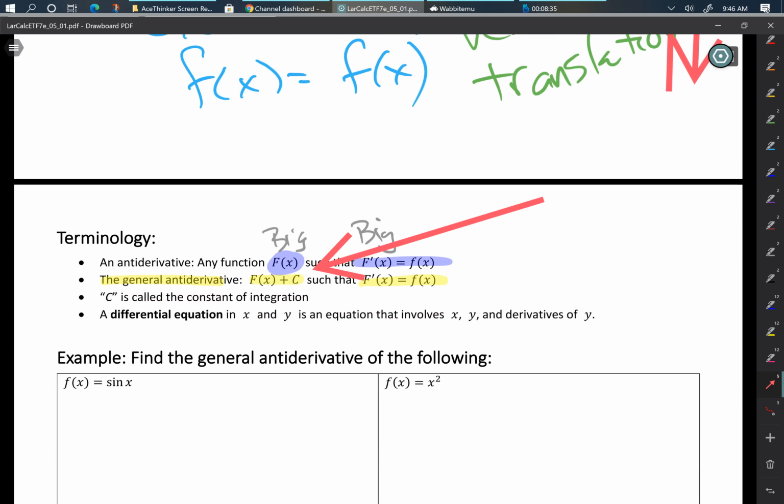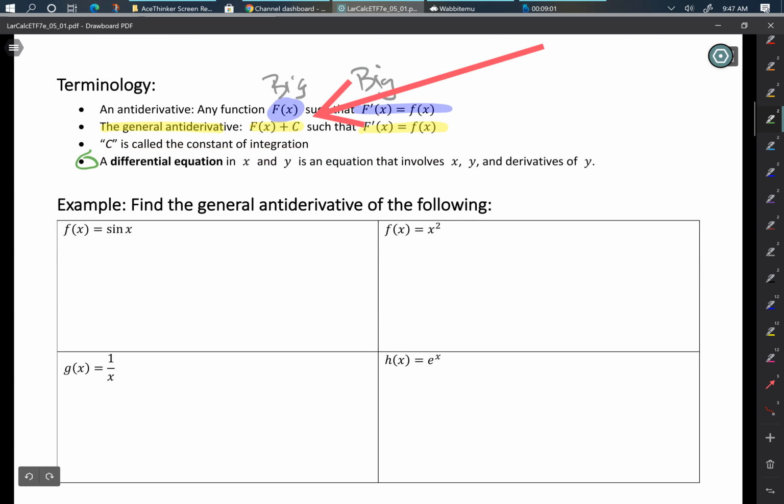Right? So here's the idea. Someone is going to hand you a little f function, and they're going to say, what is the general antiderivative? And so you are going to find a function F of x such that F prime is equal to your little f, and they're going to say plus C. Right? We'll worry about this one here in a moment, this general differential equation one.